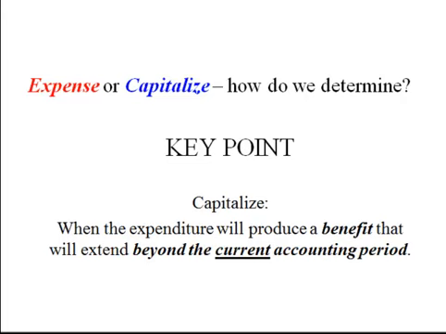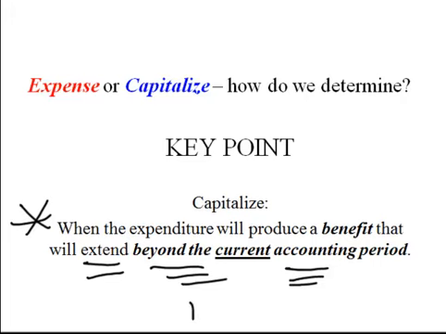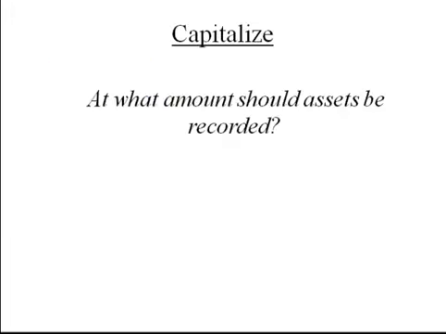Key point to remember: ask the question, to what period of time does the expenditure relate? Will the expenditure produce a benefit that extends beyond the current accounting period? If so, we're going to capitalize it. We're going to record an asset. If we record an asset, we also have to answer the question, at what amount should the asset be recorded?